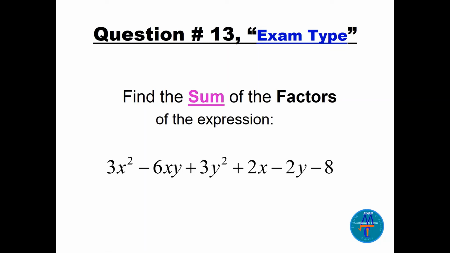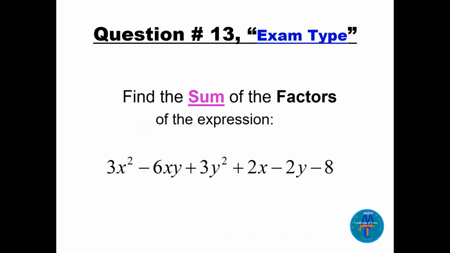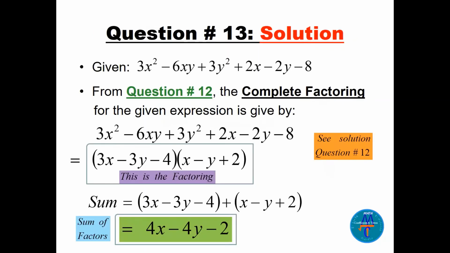You add them. Now, if you remember, this is exactly the same question. If we go back a little, question 12, you see, we already factored question number 12. So, instead of factoring again, I will make a copy. So you get the idea now? From question number 12, the complete factoring for this expression is given by this. 3x minus 3y minus 4, we did that. See the solution of question number 12. X minus y plus 2. This is the factoring here.